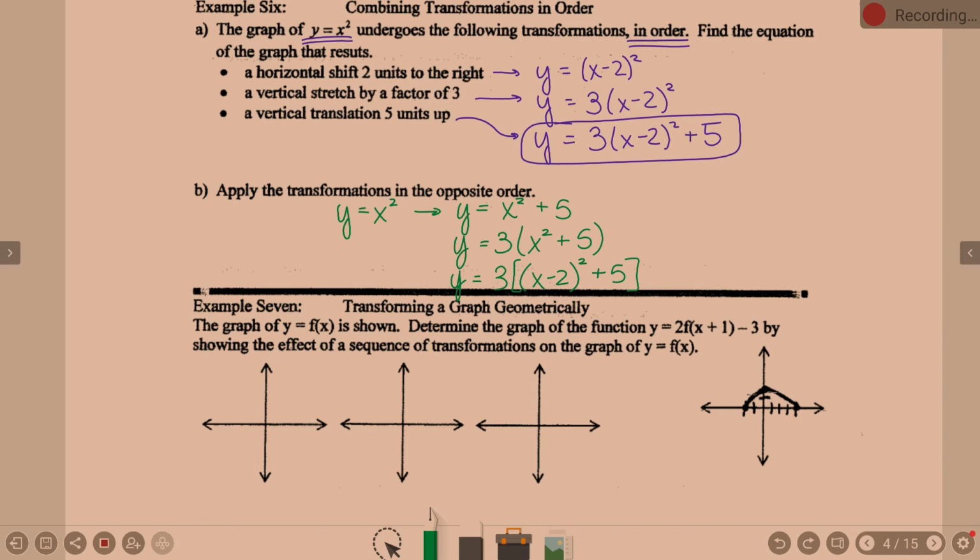Okay, so the difference here is because I did my vertical translation before my stretch, we're going to move it up 5, and then those values are going to be stretched by 3. That makes more sense. And so again, the order matters here, because these are not going to be the exact same equation or the exact same graph. They're going to be similar, but they're not going to be the exact same.